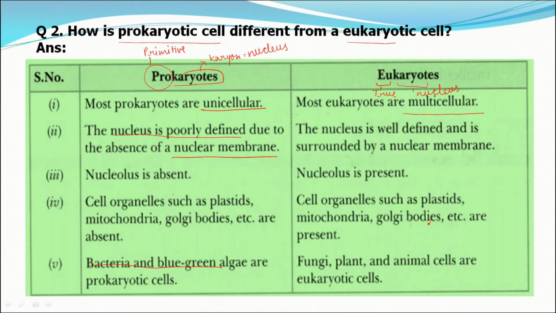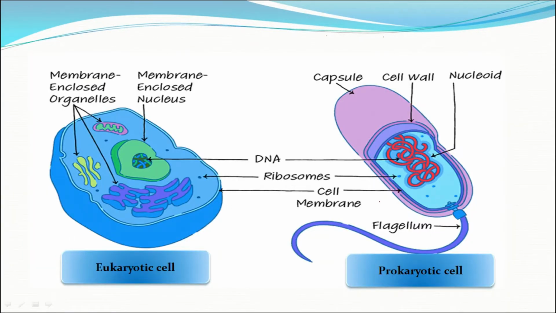For better understanding, look at these pictures. This is the picture of prokaryotic cell and this is the picture of eukaryotic cell. From this diagram, we can conclude that in prokaryotic cell, the nuclear region is without any membrane, and genetic material is scattered inside the cell without a membrane, and this region is known as the nucleoid. That's why here the nuclear region is poorly defined. This is the second difference between prokaryotes and eukaryotes.